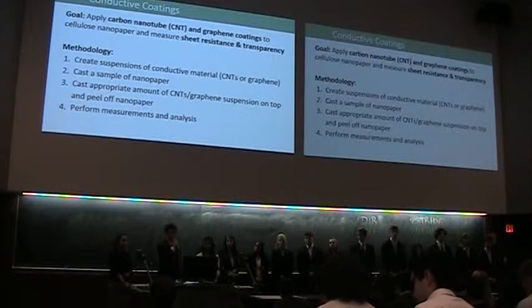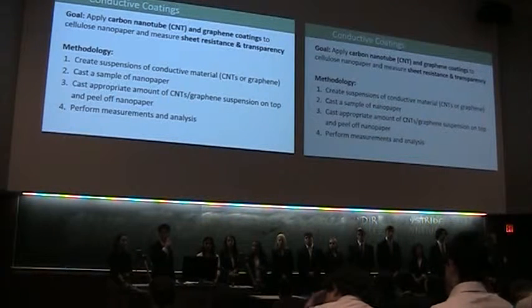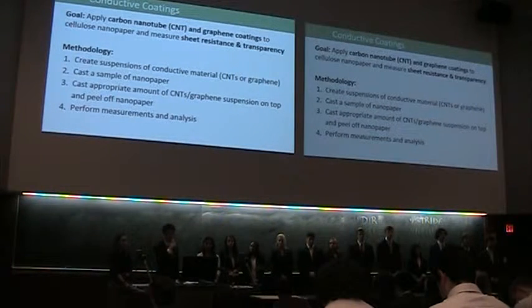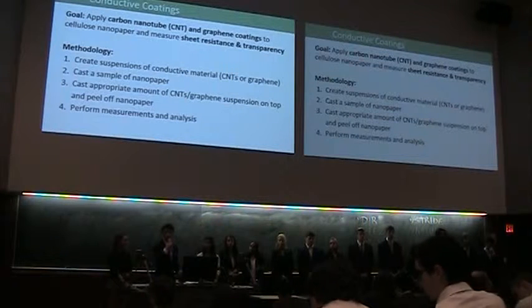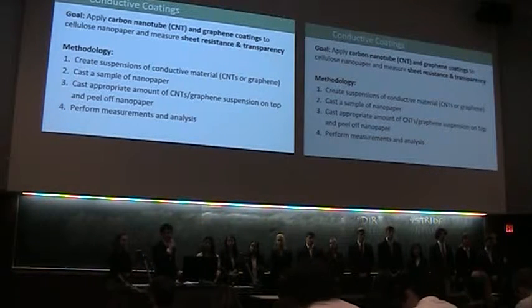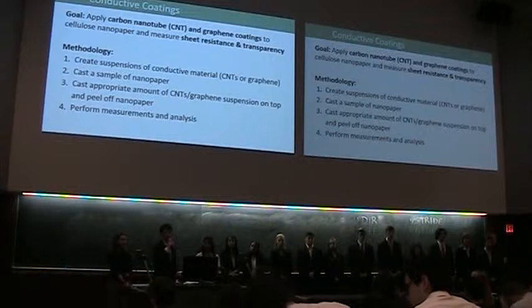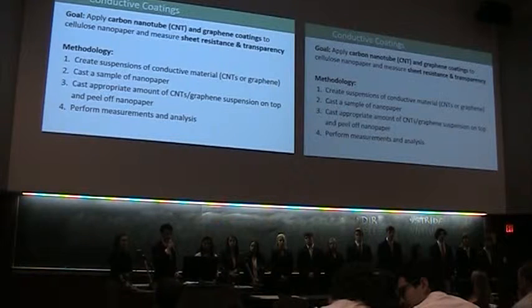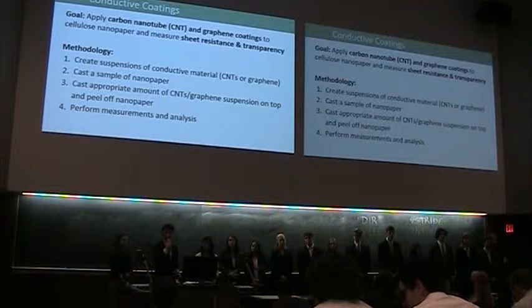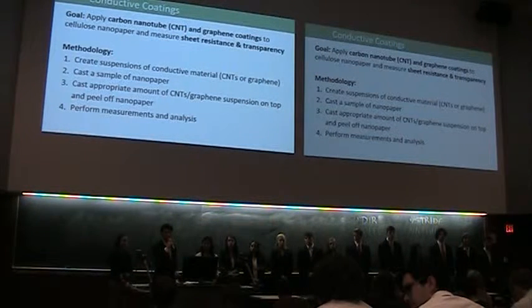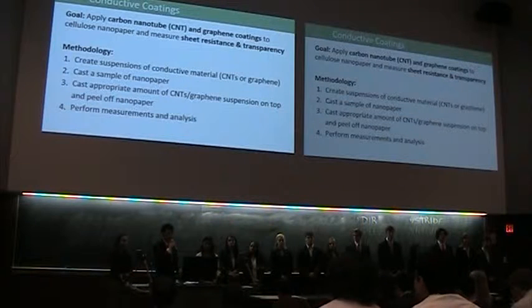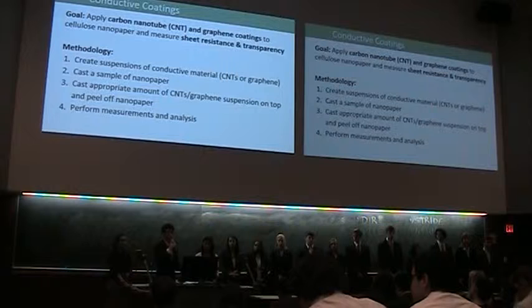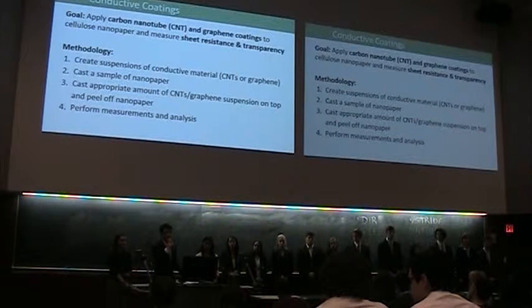Our goal in this section of the project is to apply carbon nanotube and graphene coatings to cellulose nanopaper and measure the resulting sheet resistance and transparency, where sheet resistance is just a measure of the conductivity of a 2D material. Our methodology is fairly straightforward. We want to create suspensions of the conductive material, which in this case is CNTs or graphene, where CNTs means carbon nanotubes. We then cast a sample of nanopaper, cast the appropriate amount of conductive material on top, peel off the sample and run any analysis that we need to.